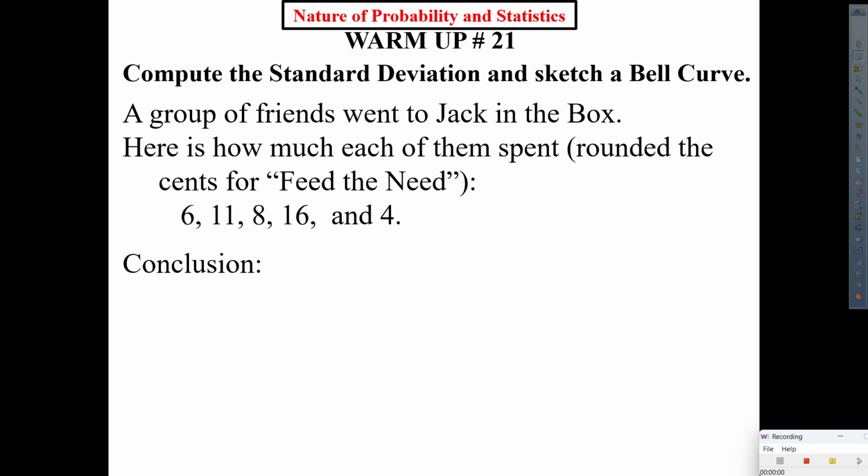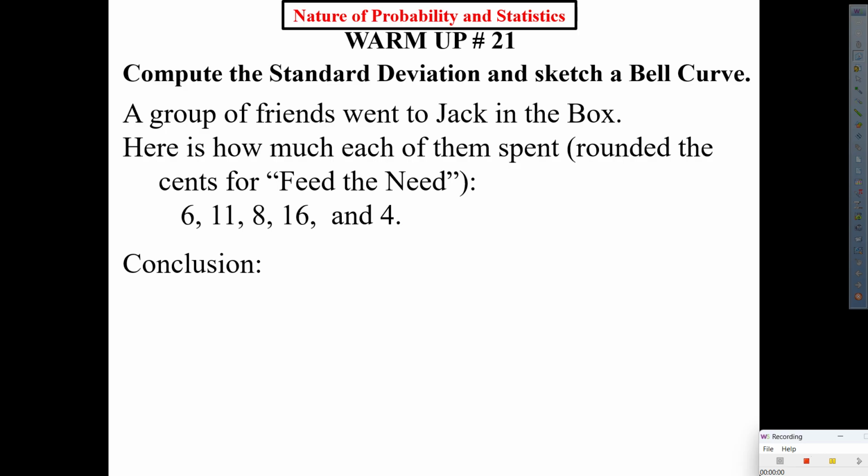Please. Warm-up number 21 should come up on your screen as soon as you log in. Stay focused. We are going to go pretty quick on this session today, and you should be able to finish in class. I'm going to open up an assignment to make sure we get that in. Once again, warm-up 21 should come up, and it reads, compute the standard deviation and sketch a bell curve.